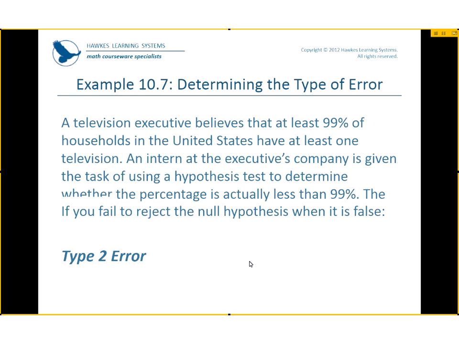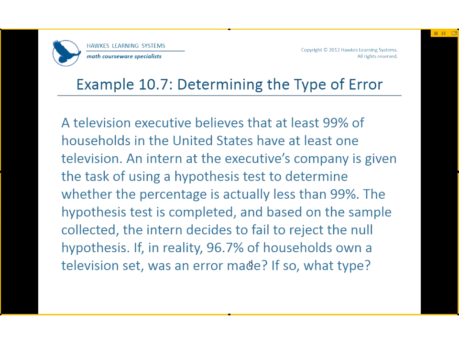A television executive believes that at least 99% of households in the United States have at least one television. An intern at the exec's company is given the task of using a hypothesis test to determine whether the percentage is actually less than 99%. The hypothesis test is completed, and based on the sample collected, the intern decides to fail to reject the null hypothesis. In reality, 96.7% of households own a television set. Was an error made? If so, what type?